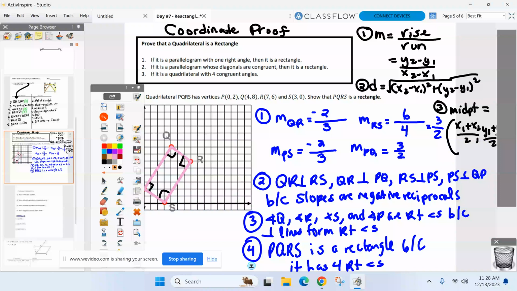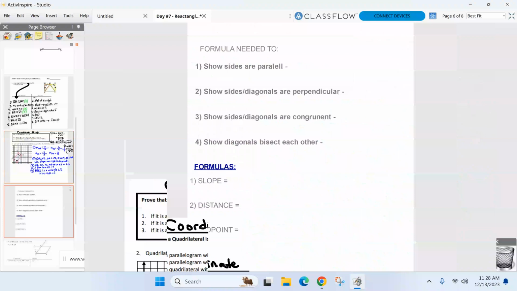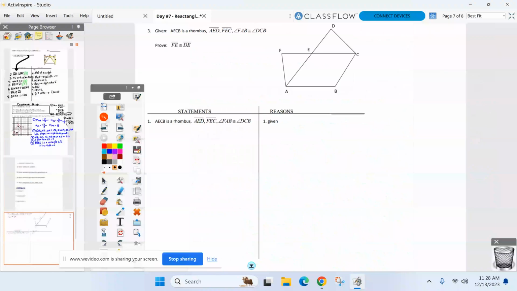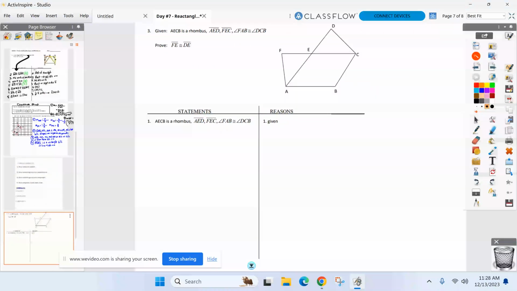One statements-reasons proof, and then one coordinate proof if we have time here, I hope. All right, AECB is a rhombus, and I have to prove those sides. So in the given, FAB, make sure that full angle is congruent to DCB, this full angle here.